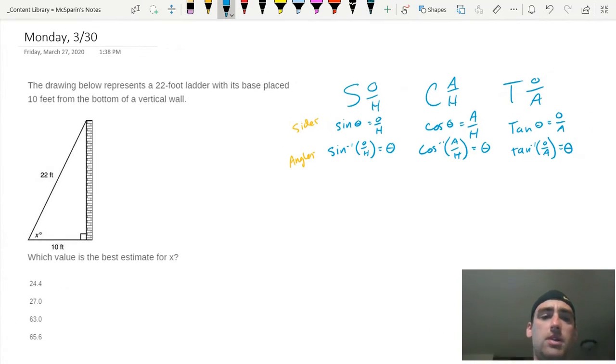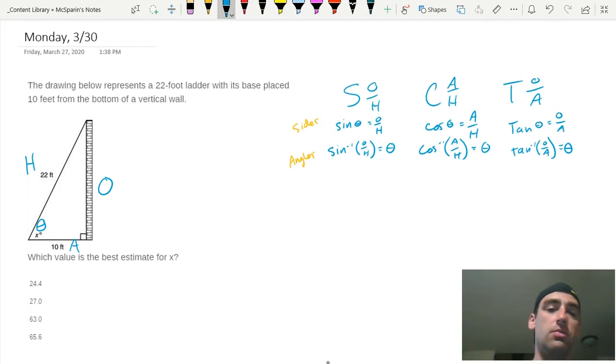So I know that my step one is always going to be identify theta. The drawing below represents a 22-foot ladder. Okay, so I see that 22 is there. With its base placed 10 feet from the bottom of the vertical wall. It's got one of my angles labeled as X, so I'm going to say that's my theta. Based on that theta, I'm going to label the sides of my triangle. Long side's always hypotenuse, that's across from 90. If I go across from my theta, that's my opposite side, attached is my adjacent side. Labeling theta and sides is always super important.